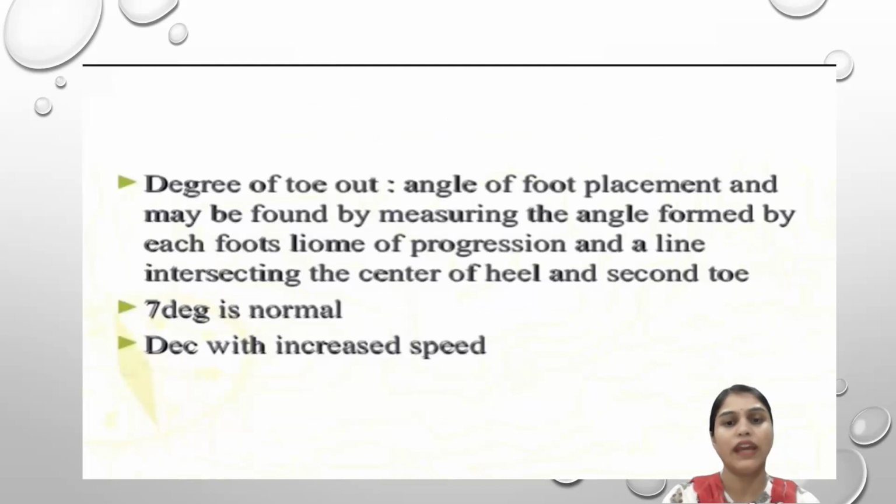Degree of toe-out is the angle of foot placement, and may be found by measuring the angle formed by each foot's line of progression and a line intersecting the center of the heel and the second toe.